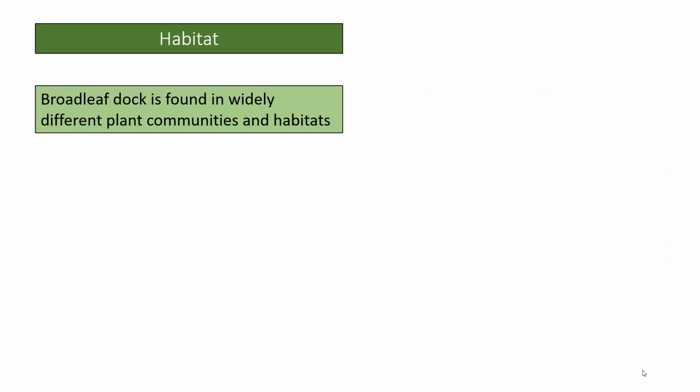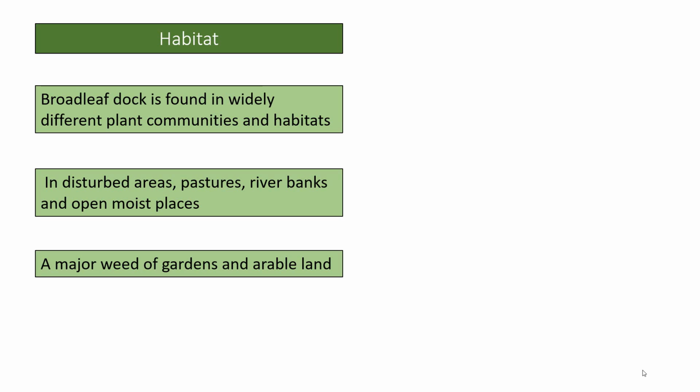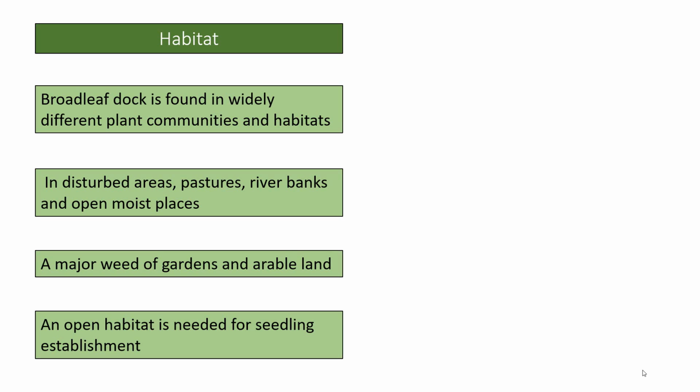Habitat: Broadleaf dock is found in widely different plant communities and habitats, such as in disturbed areas, pastures, riverbanks, and open moist places, and is a major weed of gardens and arable land. As aforementioned, an open habitat is needed for seedling establishment.